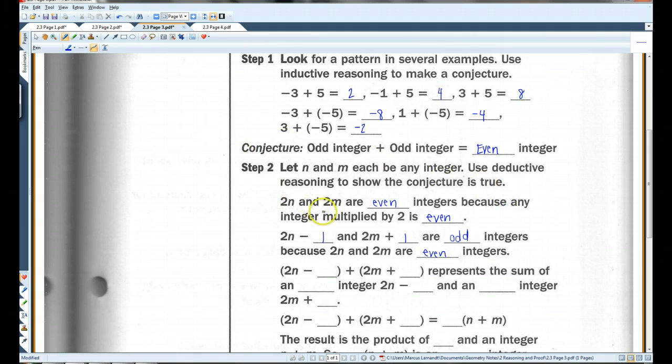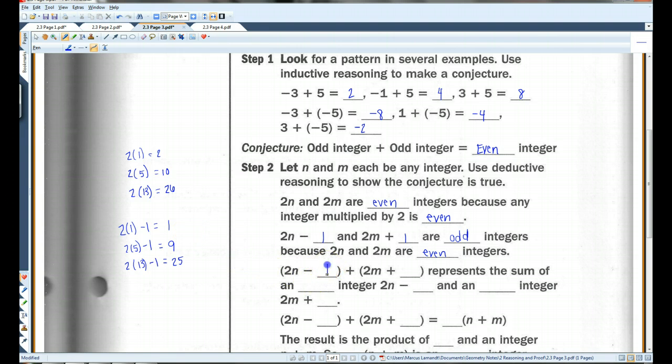So basically what this is saying, whatever n and m are, if you multiply it by 2, you're going to get an even number. If you plug in a 1, you're going to get 2. If you plug in 5, you're going to get 10. Plug in 13. No matter what number you plug in, you're going to get an even number. Likewise, if you subtract 1 or add 1, you're going to get an odd integer. So 2 times 1 minus 1, that'll give you 1. 2 times 5 minus 1, that'll give you 9. 2 times 13 minus 1, that'll give you 25. And if you were to add 1, you would still get an odd integer. Okay?